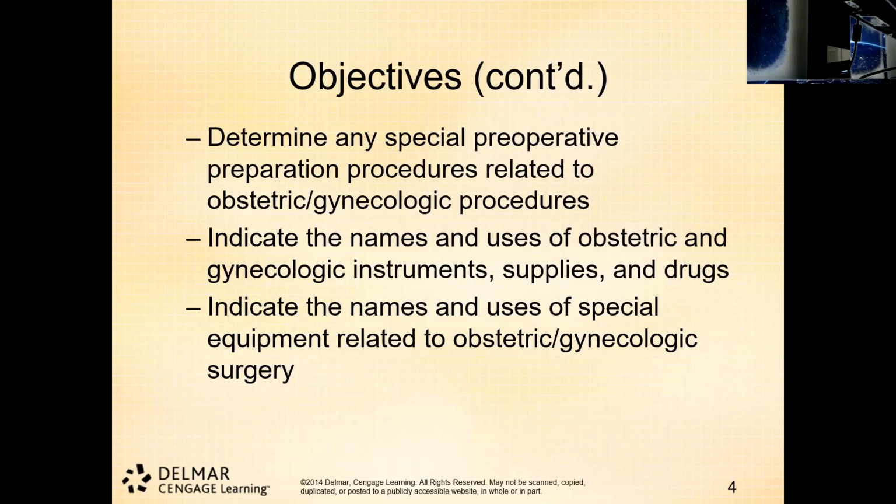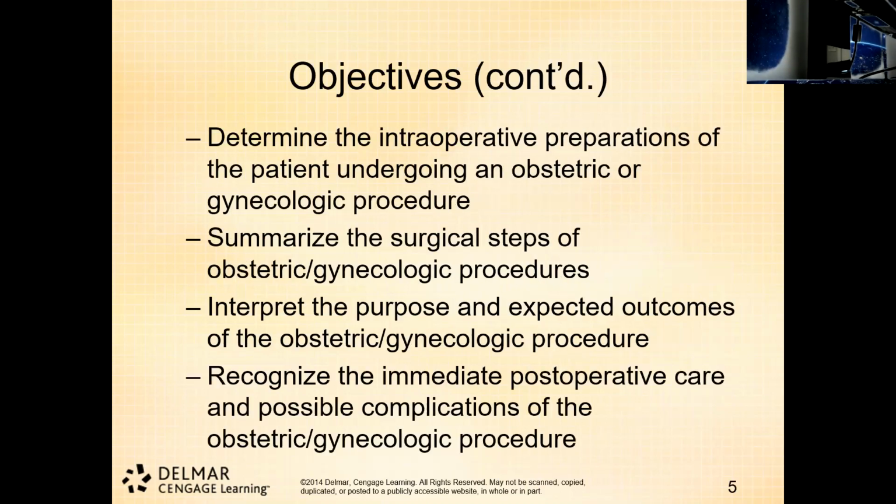Now, this chapter also allows us to indicate the names and uses of OBGYN instruments, supplies, and medications that will be used or that are being used today. Indicate the names and use of special equipment related to OBGYN surgery. Determine the intraoperative preparation of the patient undergoing an OBGYN procedure. Summarize the surgical steps of OBGYN procedures. Interpret the purpose and expected outcomes of the OBGYN procedure. A lot of different things we'll try to identify or go over in review of this chapter.